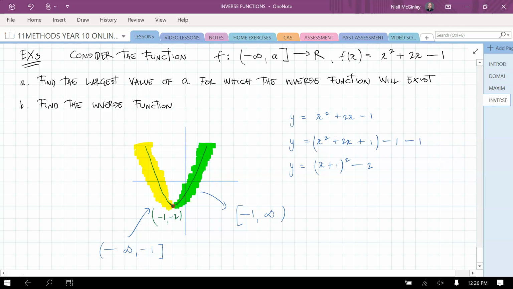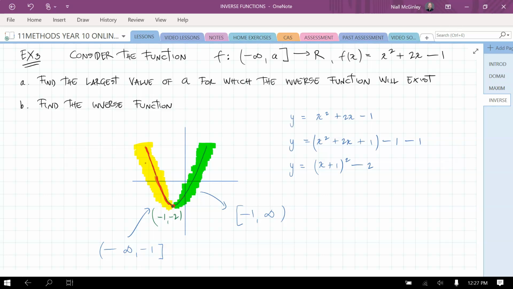That would cause our function to be one-to-one, because then only this part of the function exists. The reason it says largest and doesn't just say find the value of a is that if it didn't say largest, you could say the answer would be -2, -5, -10. Anything lower than -1 would still be restricting it to a one-to-one function.